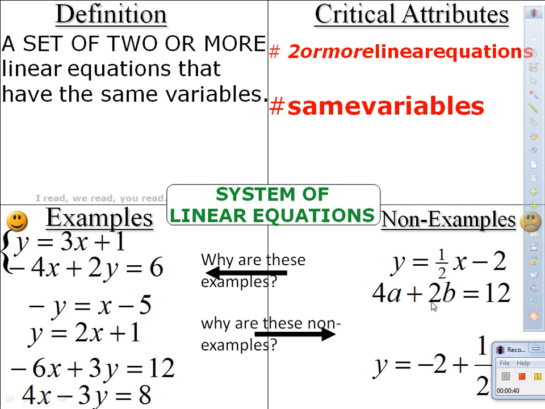Non-examples: these don't have the same variables. This one is missing an equation, and we got some hashtags. Yes? Yes, Mr. Q. All right, good.